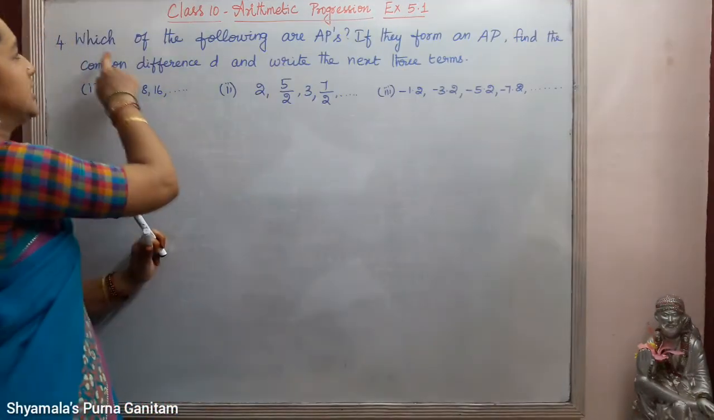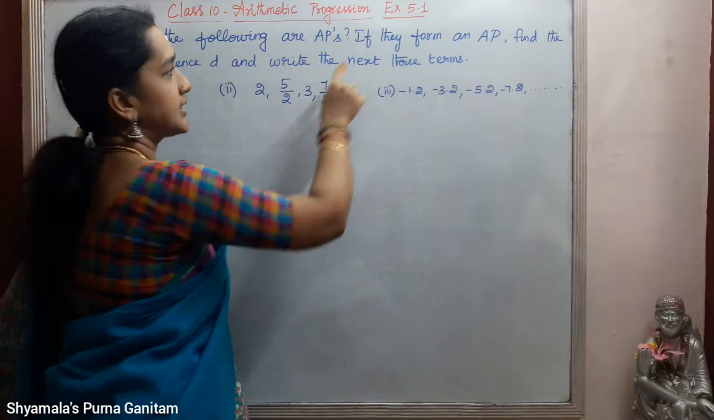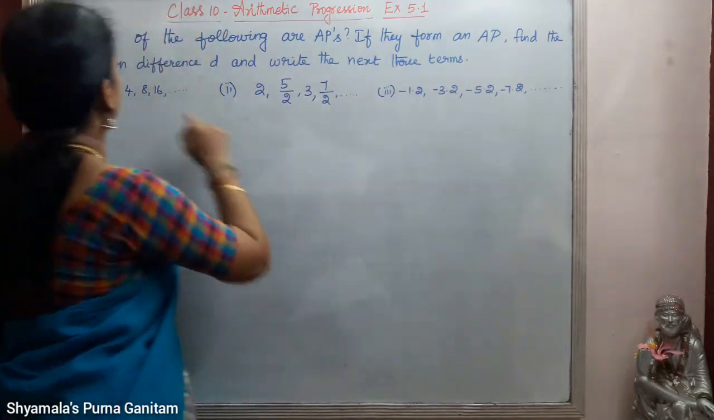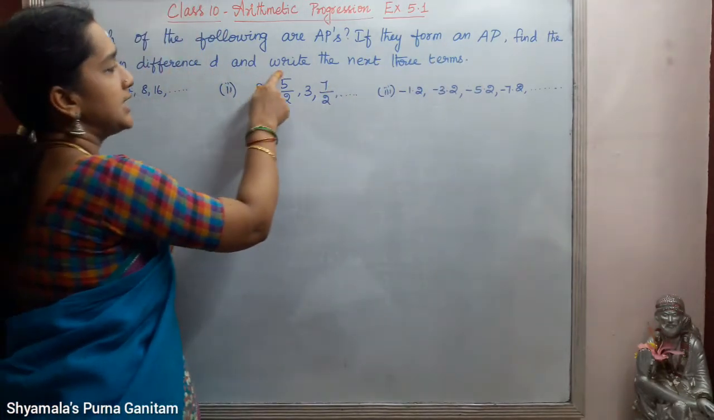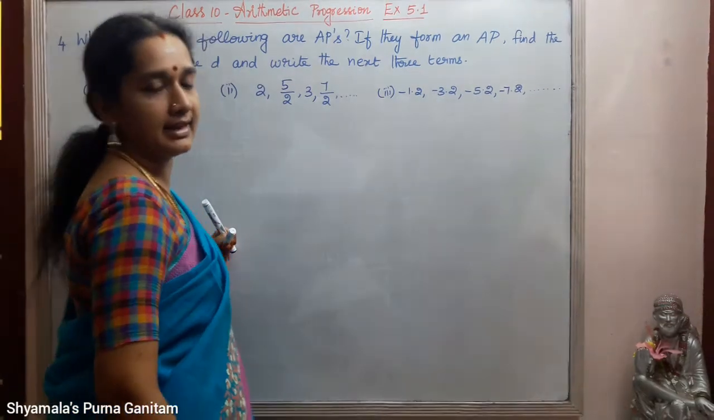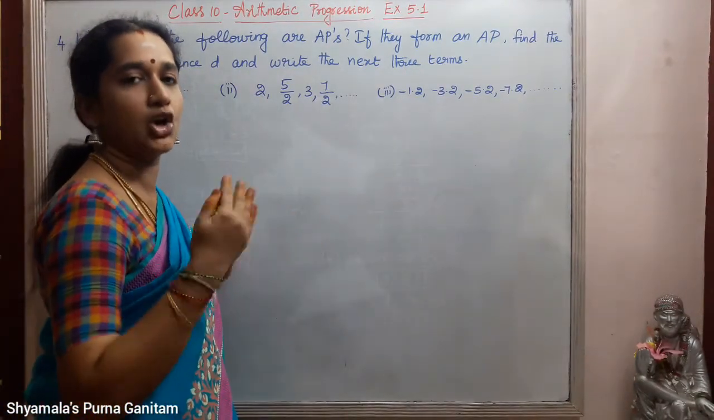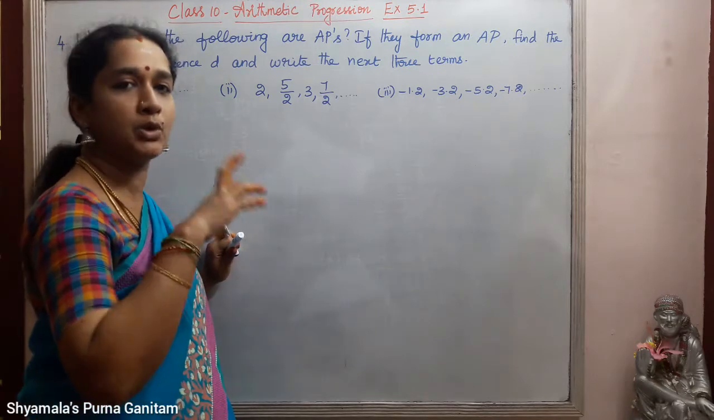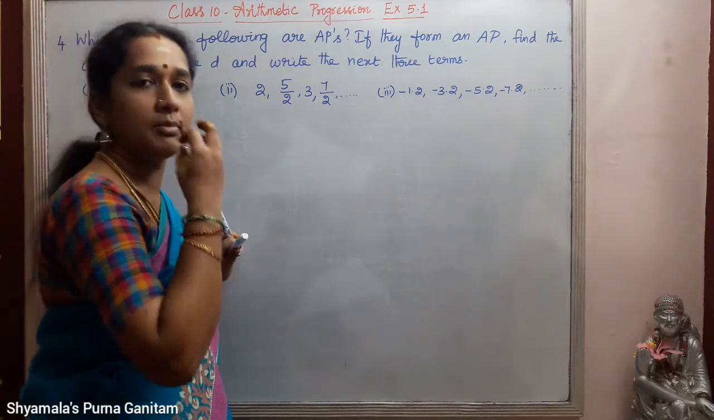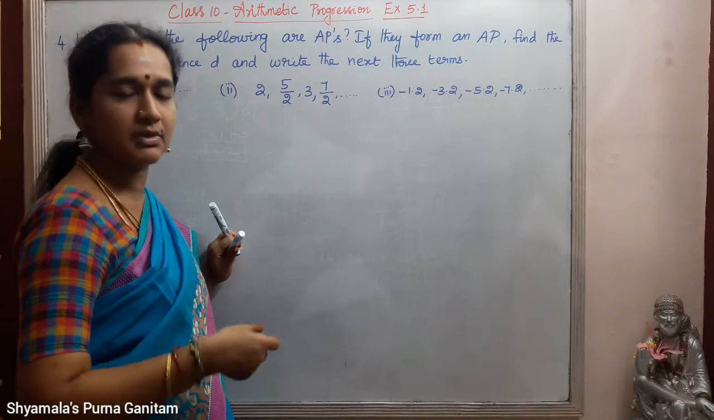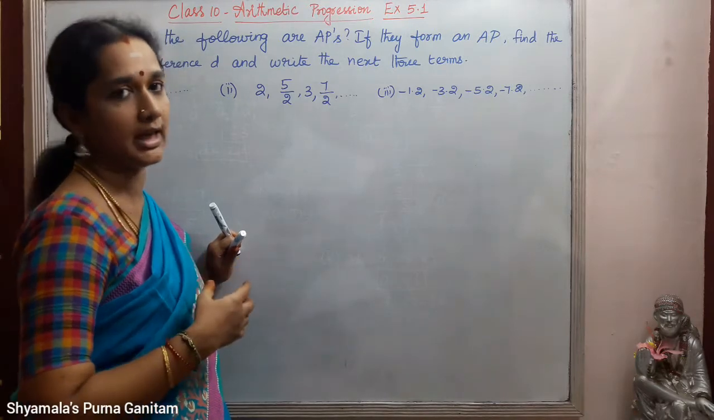Next sum is, which of the following are APs? If they form an AP, find the common difference D and write the next 3 terms. So when can we say that the given terms are in AP? If the common difference is the same between the terms. If the common difference between the terms is the same, then we can say that the terms are in AP.